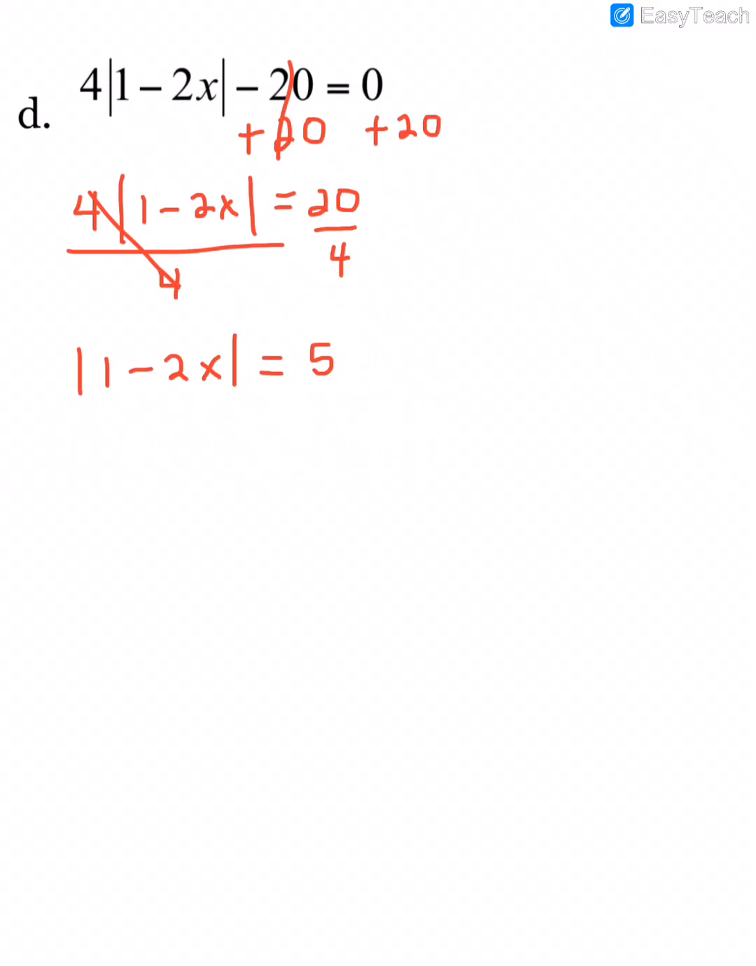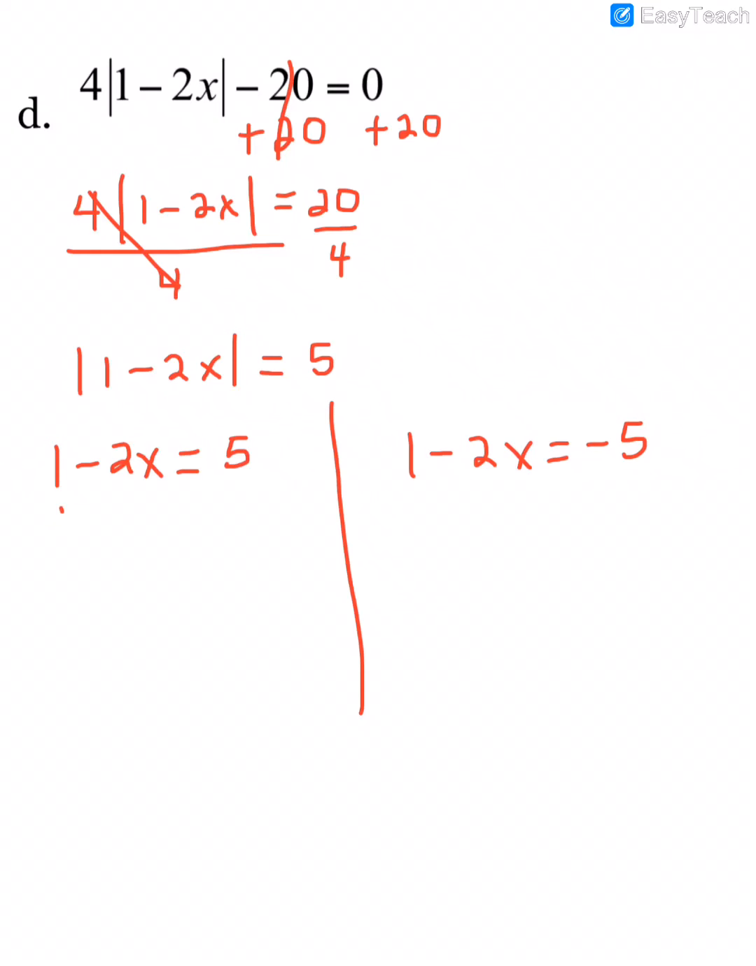If at this point, once I got the absolute value by itself, this said the absolute value of 1 minus 2x equals negative 5, we would stop there and say, no, that's not possible. The absolute value cannot equal a negative, and we would say that there's no solution. But that's not the case here. This says the absolute value of 1 minus 2x equals a positive 5. So we're going to take our expression out of the absolute value and write it one time just like it was, and then write it again equal to the negative.